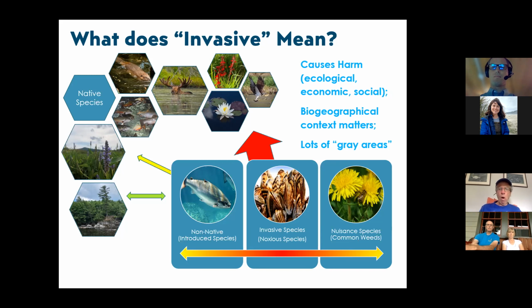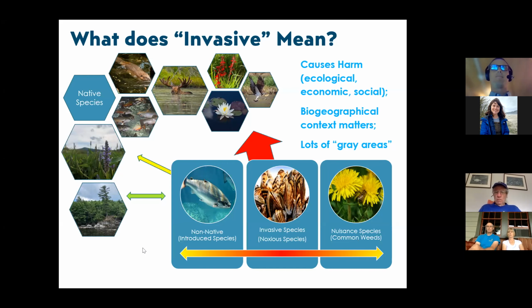There are non-native species that are introduced and they might not necessarily cause this ecological, economic, or social harm. And then there's nuisance species, right? Common weeds that might be annoying in our garden, but they don't cause that severe harm. And so when we talk about invasive species, the other term for it out west might be noxious species. And so that has that observed harm.